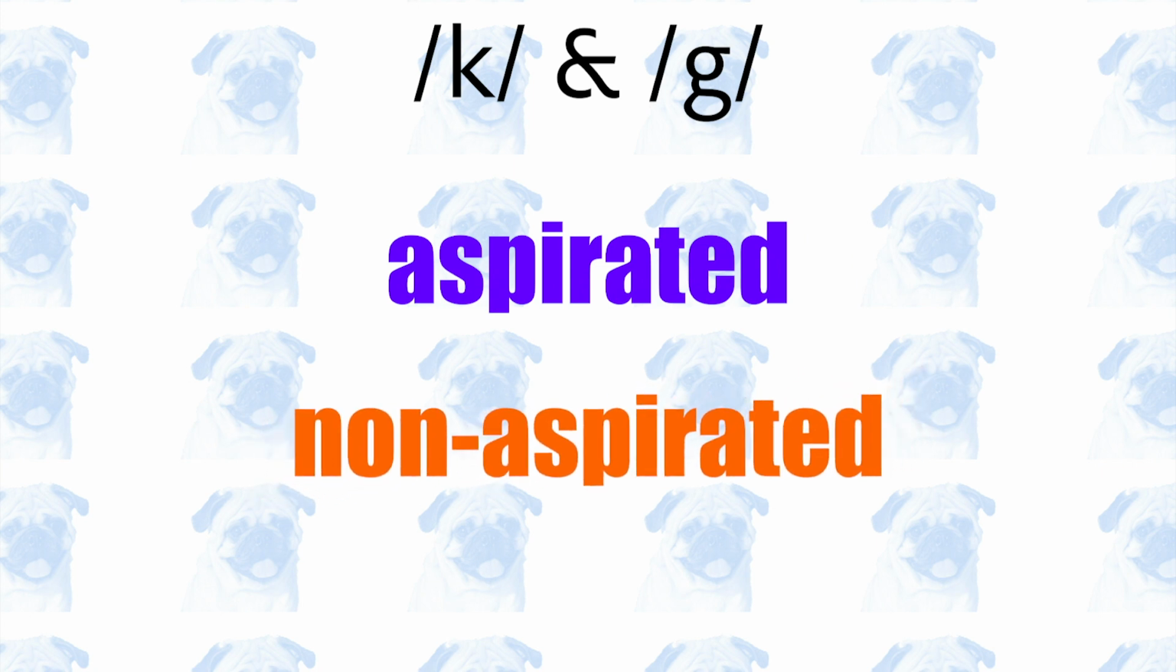Ka, ka, ka. Apart from that, k and g in the Japanese accent sound basically the same as they do in standard English. Here are some example words.